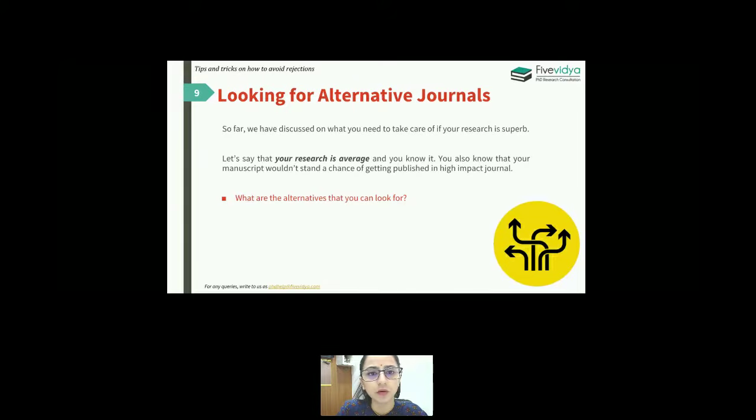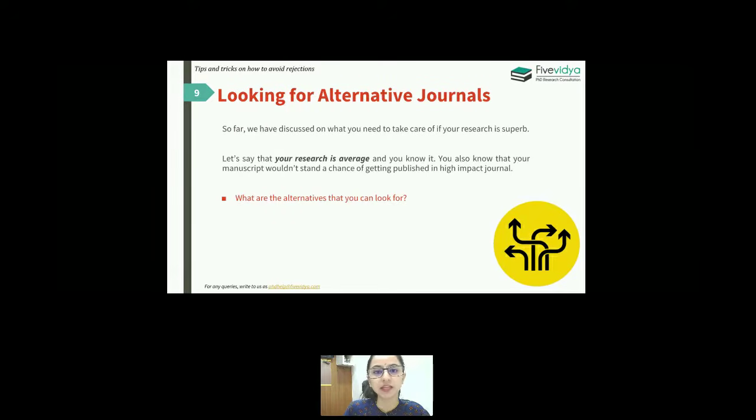Next comes the point of how you can look for alternative journals. So far we have discussed the points so that your submission becomes superb, and how you can avoid minute mistakes. Now let us accept that if our research is average and we know it, then what will we do? How do we target a journal and get our paper published even then?